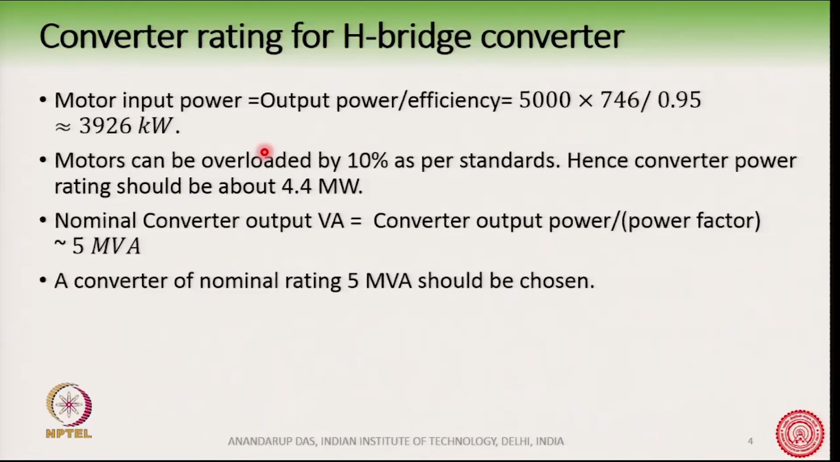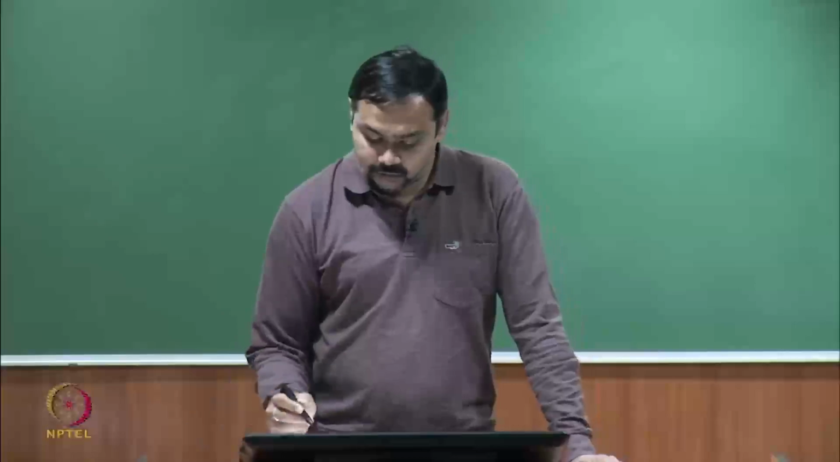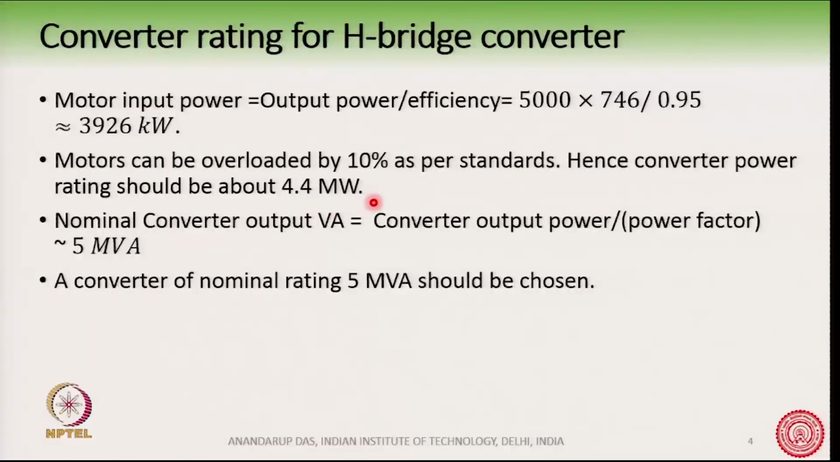So, in our converter design we can say that the converter is going to be able to supply the motor with 10% overload when the motor is 10% overloaded. So, we can choose the converter power rating to be about 4.4 megawatt. Okay. Again, this is something which can also vary from design to design. We are taking sufficient margin in our design. So, the converter power rating should be 4.4 megawatt.